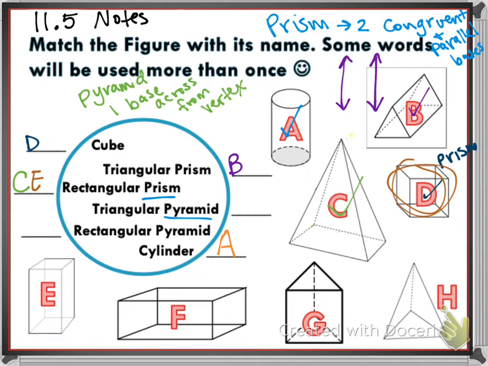It's a rectangular prism. Basically, if it looks like a tissue box, a moving box, literally any type of box. Letter F, same thing. It is a rectangular prism.